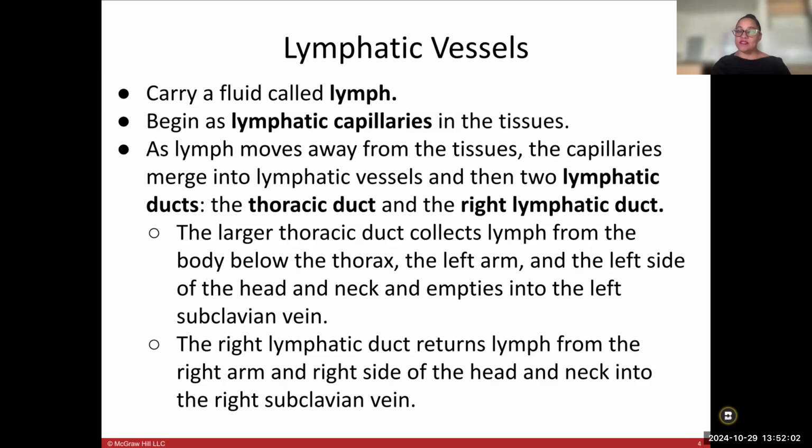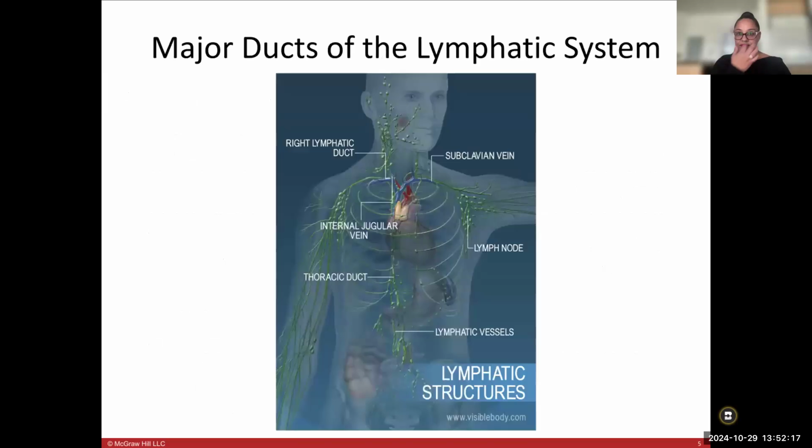The larger thoracic duct collects lymph from the body below the thorax, the left arm, and the left side of the head and neck, and empties into the left subclavian vein. The right lymphatic duct returns lymph from the right arm and the right side of the head and neck into the right subclavian vein. So here's just a brief diagram of the lymphatic ducts and organs and tissues in our upper body. The lymph coming from the right side goes to the right subclavian vein, from the left side goes to the left.